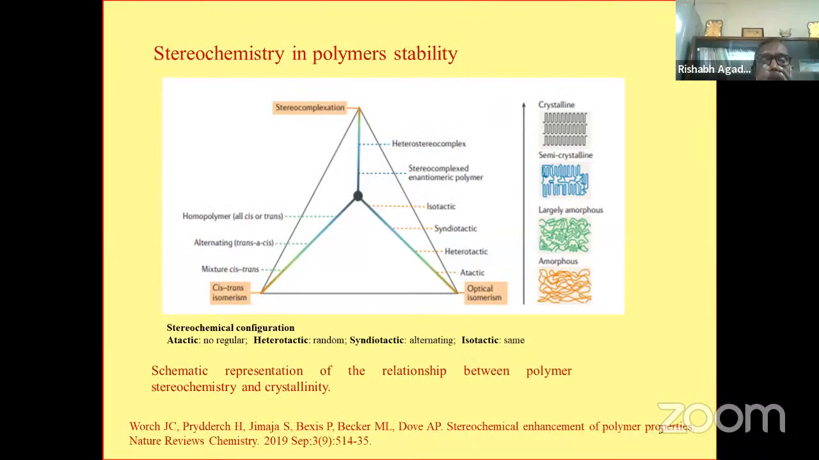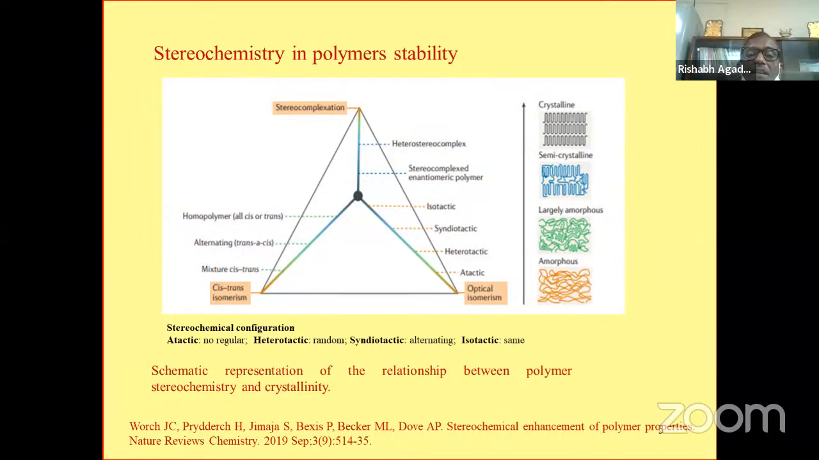Now here one pyramid I have shown where it is actually governing the stereochemistry in polymer stability. We are aware that polymers are used everywhere in pharmaceuticals. And in that case, if in the pyramid we show at the top stereocomplexation at one end, then the other end will have cis trans isomerism, and the third end will be regulating optical isomerism.